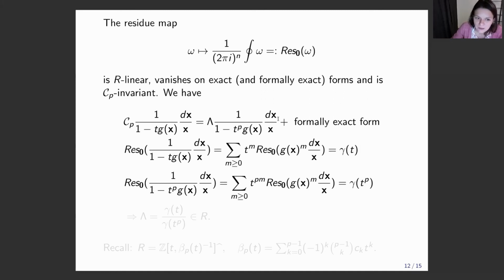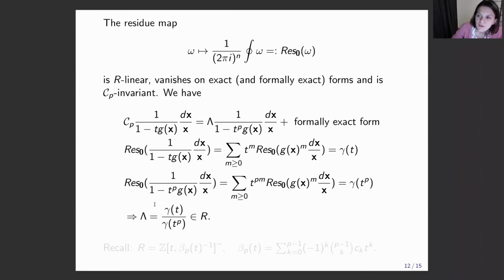So what we get by integrating this equality is that our element lambda is the ratio of gamma of T to gamma of T to the P. This is the main player in the theorem. It appears to be the Cartier matrix on a certain rank 1 subquotient in de Rham cohomology. The de Rham cohomology itself could be of infinite rank, but this subquotient is of finite rank because our conditions are satisfied.